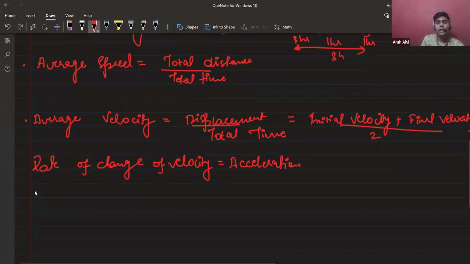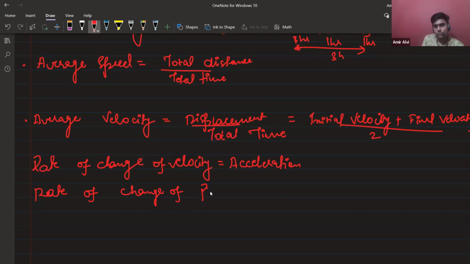Can anyone tell me the rate of change of position? I don't know, sir. Okay. Sir, it's velocity. Very good, Rima. It's velocity. Have you got this? Yes, sir. Okay, very good.